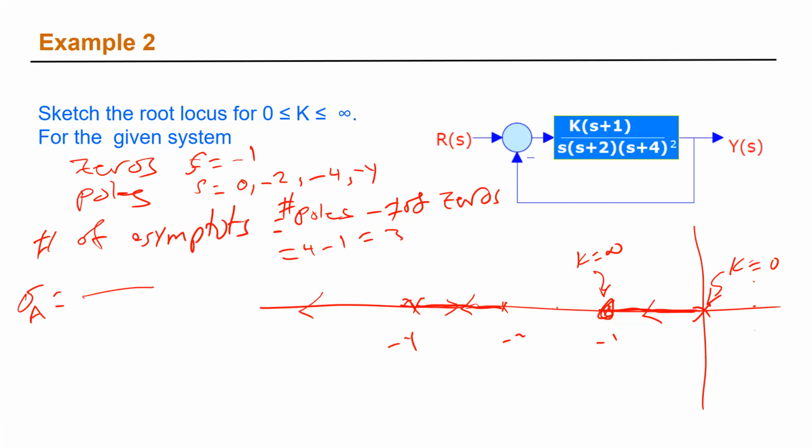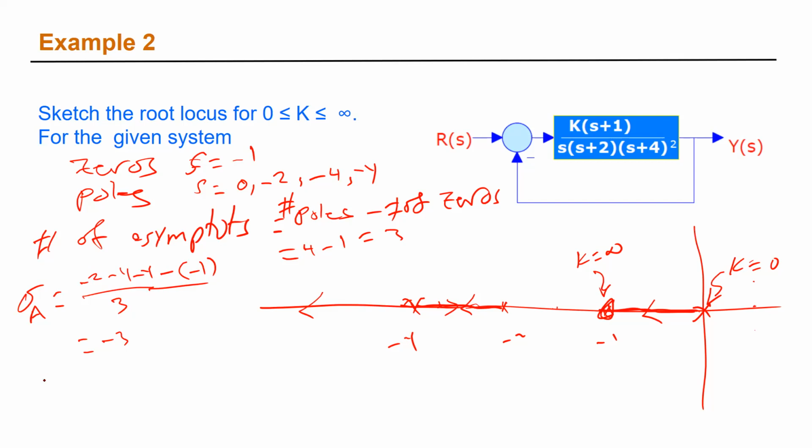So sigma A equals what? We divide by 3 the summation of the poles minus the summation of the zeros. So I will have -2 minus 4 minus 4 minus 1. That gives me minus 9 over 3, which is minus 3. So my asymptotes are going to be centered somewhere in here.